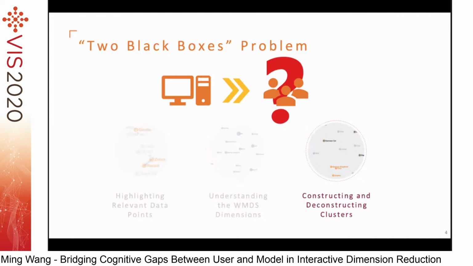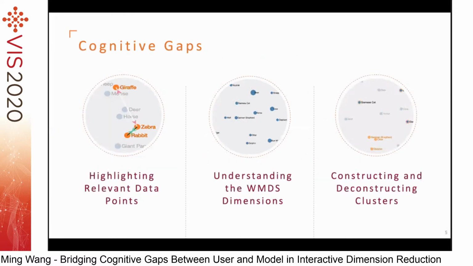So users would conduct a series of thought processes before interacting with the visual analytics system, and their interaction will influence the results generated by the underlying algorithm. Unfortunately, the human mind is a black box to the algorithm, and the algorithm may fail to capture user intention, and this led to our third cognitive gap, constructing and deconstructing clusters. So in our work, we identify three cognitive gaps in our system, and next I will talk about their details and our solutions.